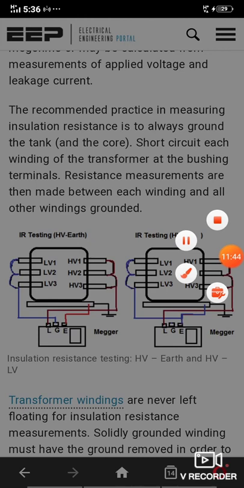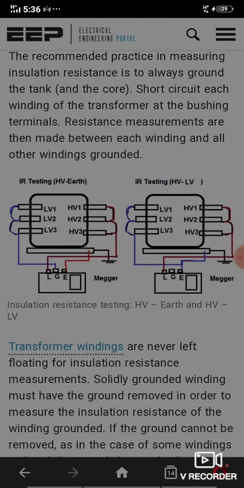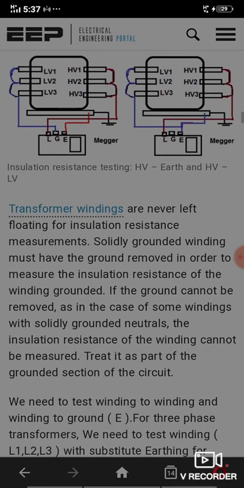So this is the diagram of the winding of core in transformer, never left floating. The insulation resistance of solid ground winding. How much have the ground removed in order to measure the insulation resistance of the winding ground? If the ground cannot be removed in the case of some windings with solid ground neutral, low insulation resistance of giving winding cannot be measured.